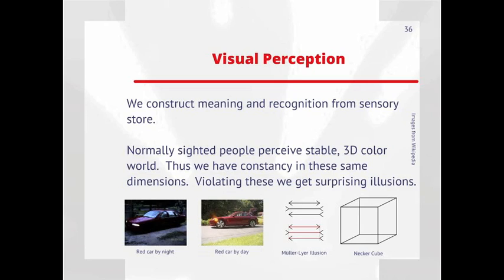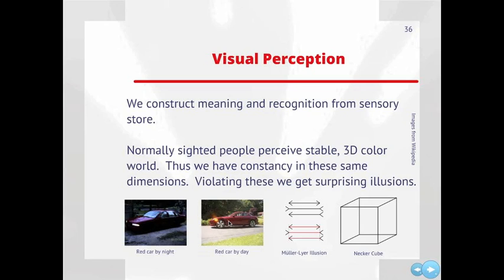And there are many ways in which we try to take all of these disparate images and try to construct constancies in these same dimensions. So, for example, on the left-hand side, you see a red car by night and one by day. And even though these are very different images in terms of the frequency of the light that we perceive, we think of both of these cars as red because we know what things look like under different illuminations. And therefore, we can think of this as the same car, even though the wavelengths are different.